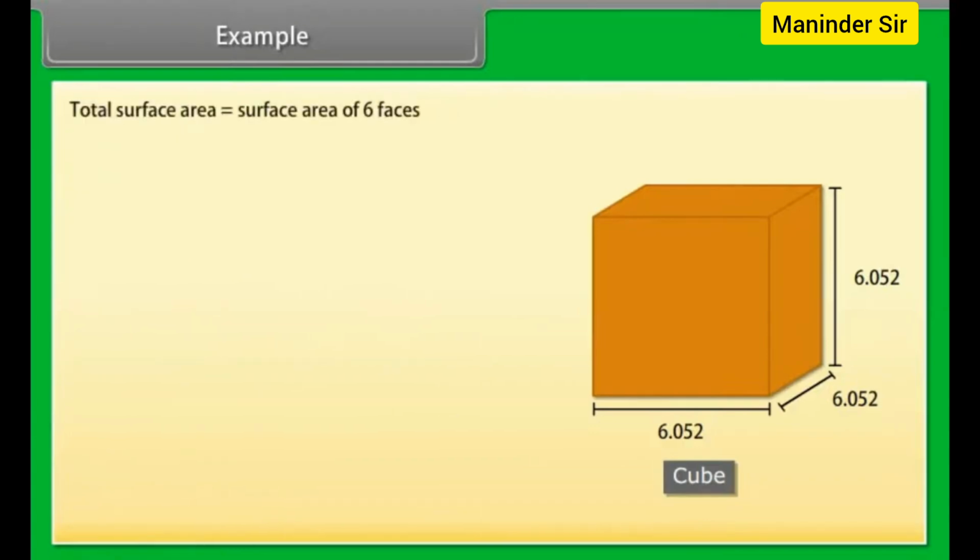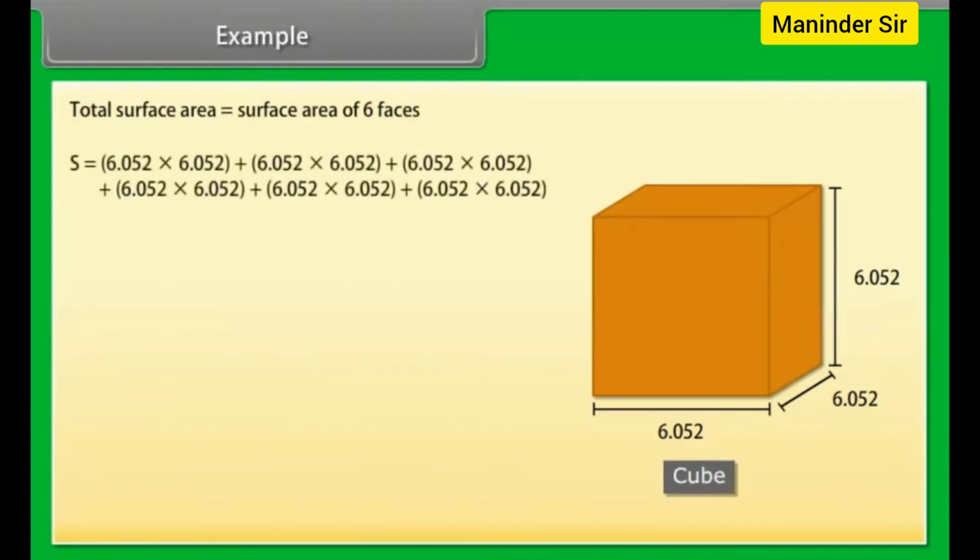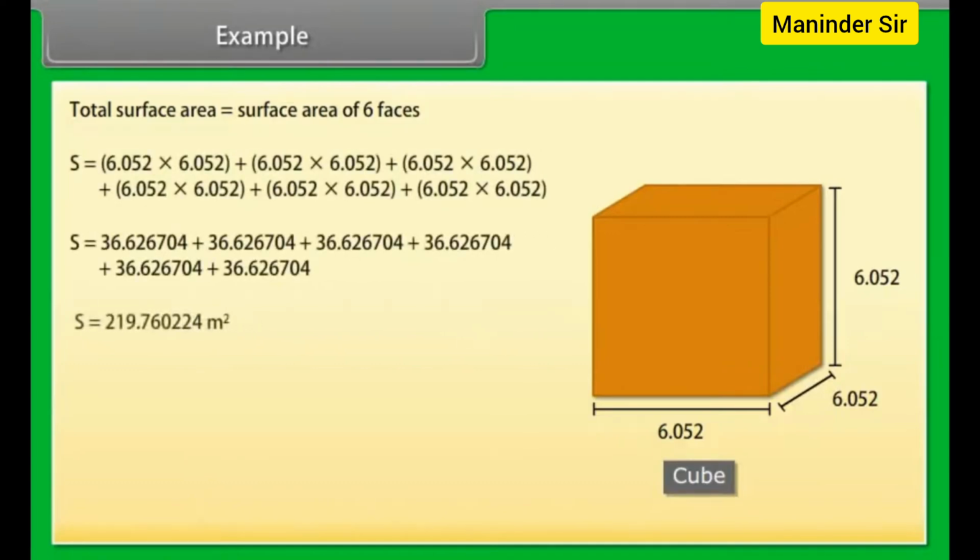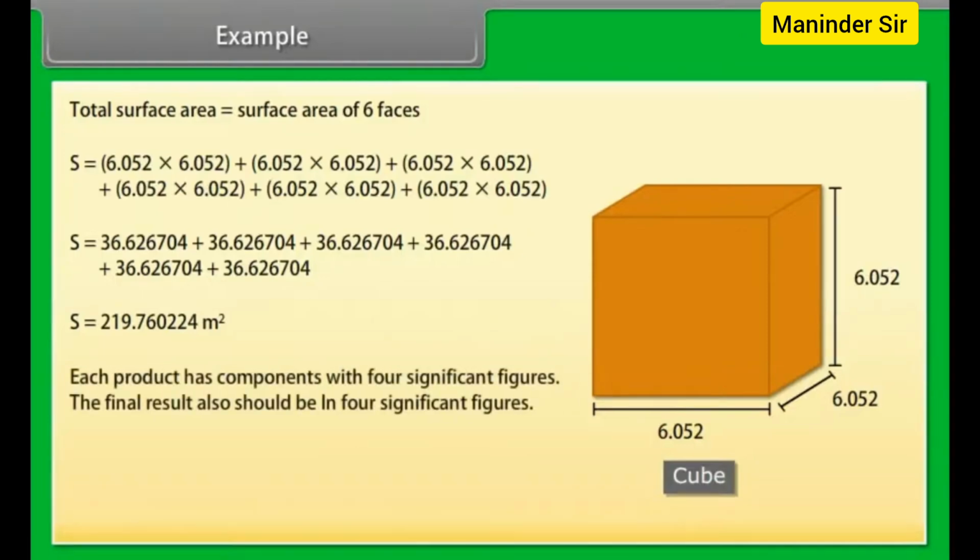Total surface area is equal to surface area of 6 faces. After calculation, we get S = 219.76 meter square. Each product has components with 4 significant figures. The final result also should be in 4 significant figures. Thus, S = 219.8 meter square.